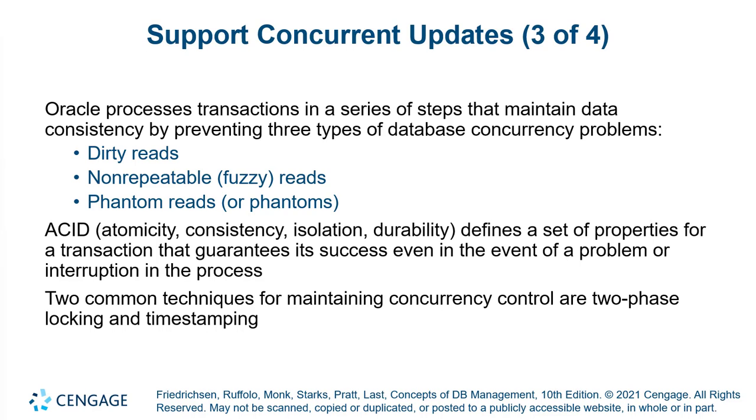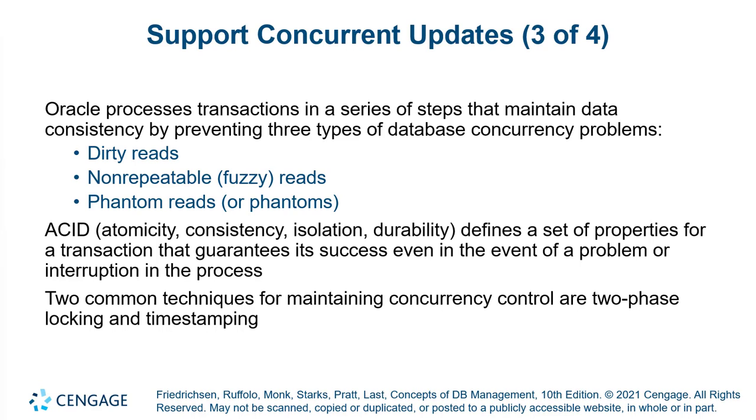So these are three types of concurrency problems that Oracle, and again, we're just using Oracle as an example here, they take a series of steps whenever a transaction is committed. They take a series of steps to prevent these types of concurrency problems from happening. And by doing that, they're ensuring that data consistency across all users.